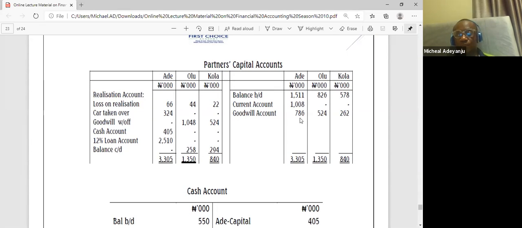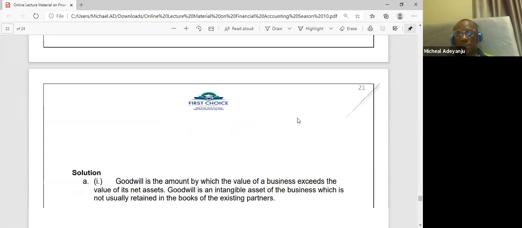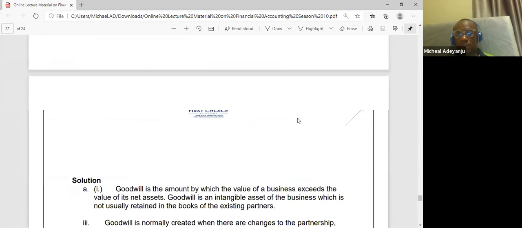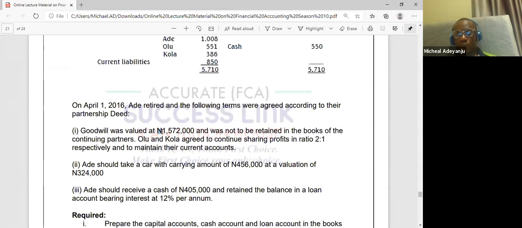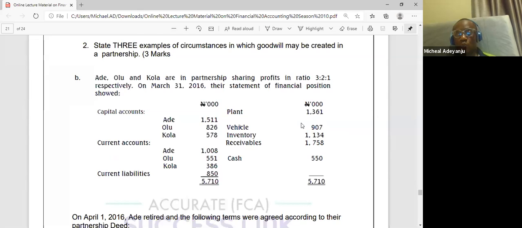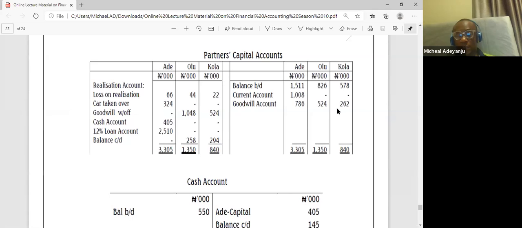And we have goodwill, 786,524 and 4262. So your current account is actually depicted from here, your goodwill. Goodwill uses the same profit sharing ratio of 3:1. So that was how we arrived at our goodwill here.